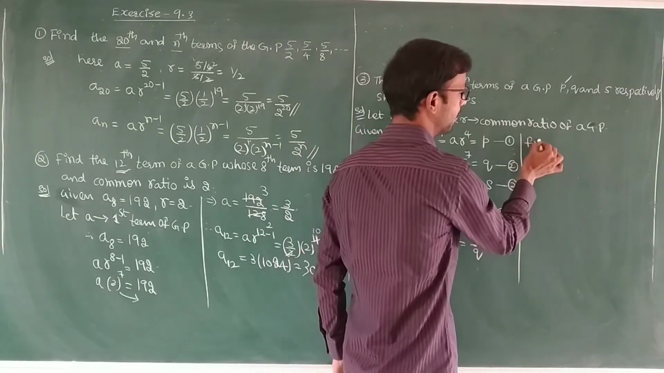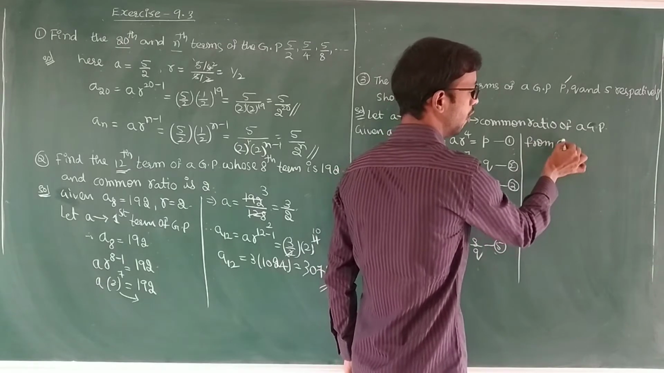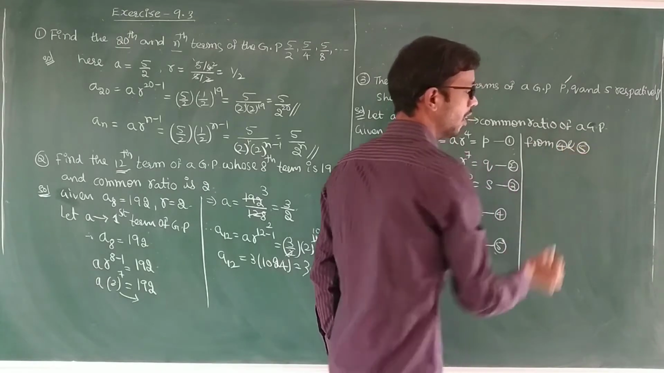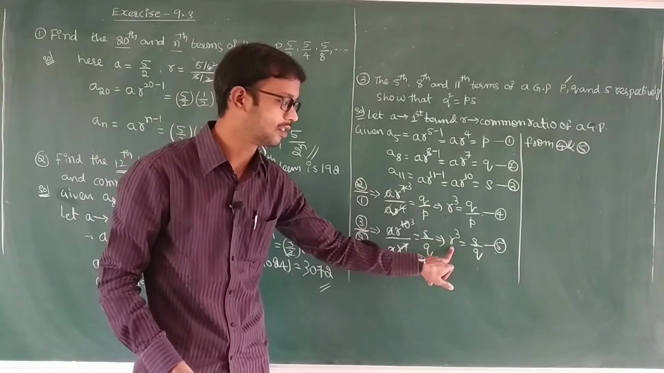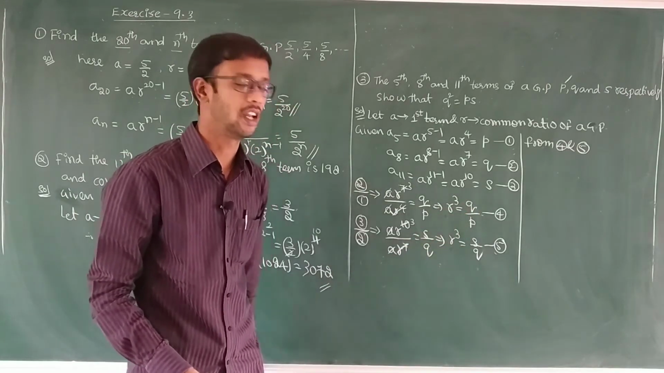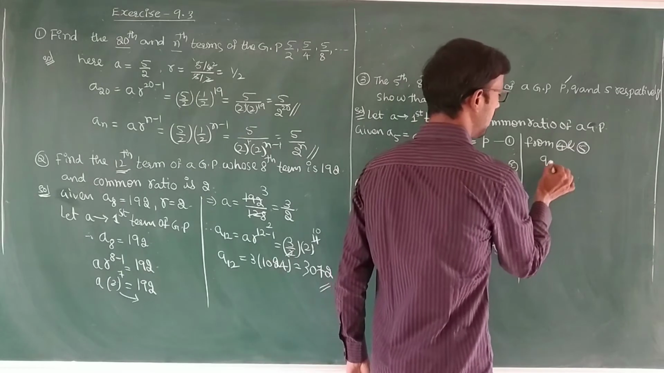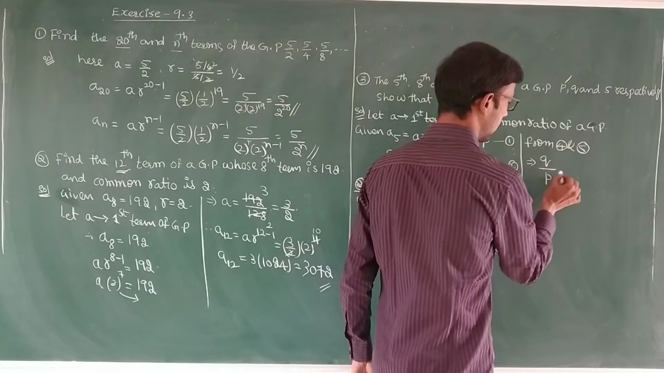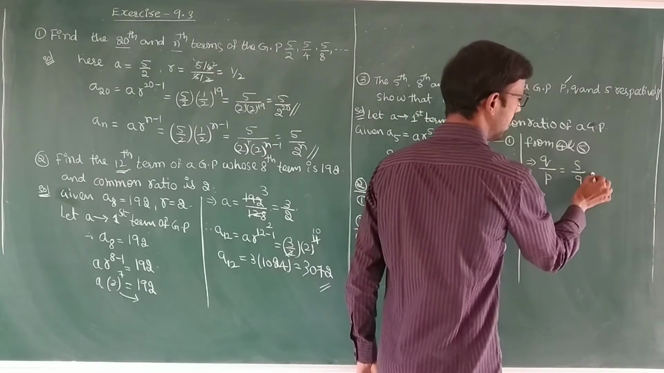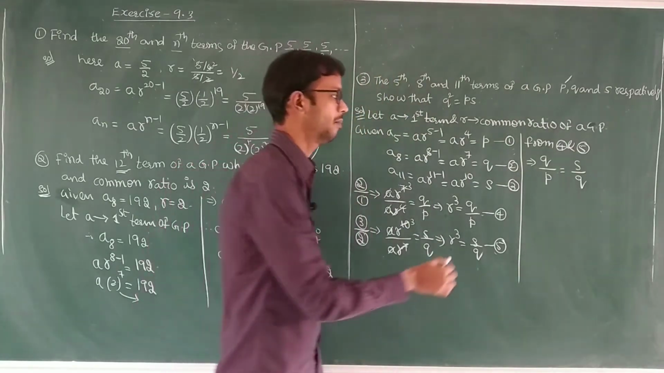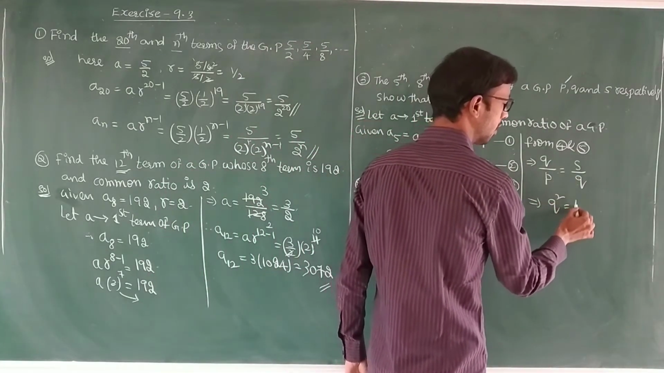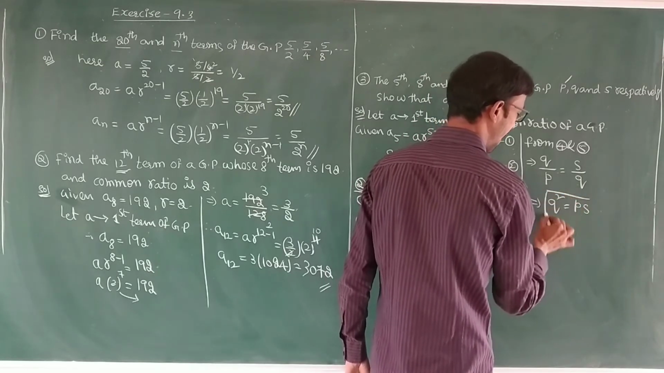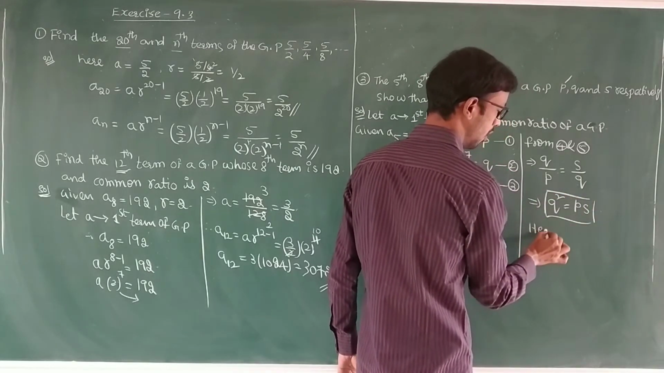From 4 and 5, what can we observe? R cube is there, this is also R cube. That means both are equal: Q by P is equal to S by Q. Cross multiply, you get Q into Q. Q square is equal to PS. Hence proved.